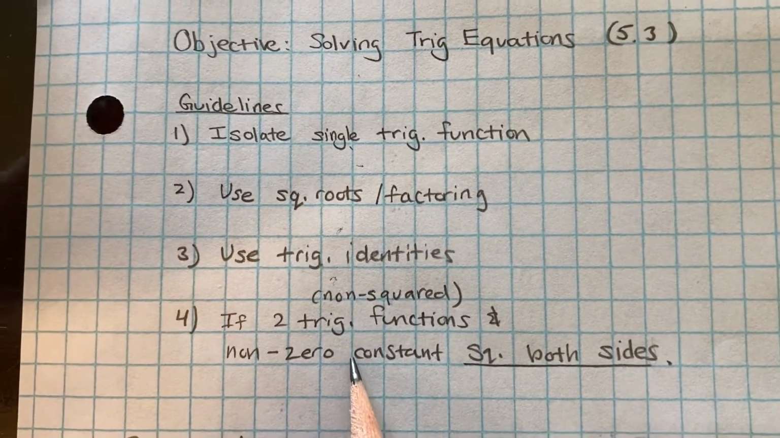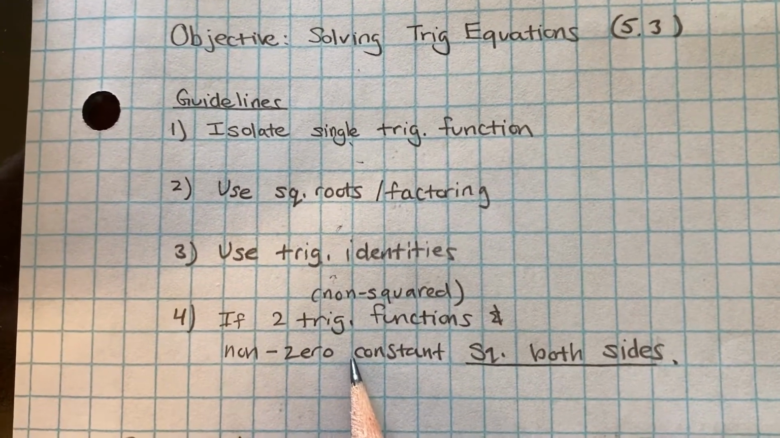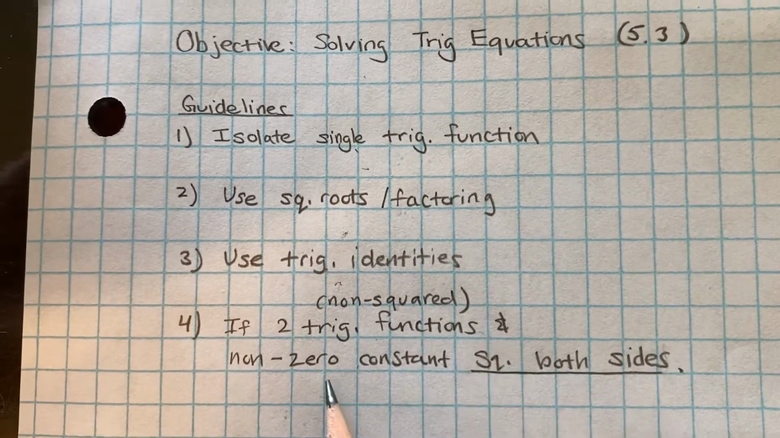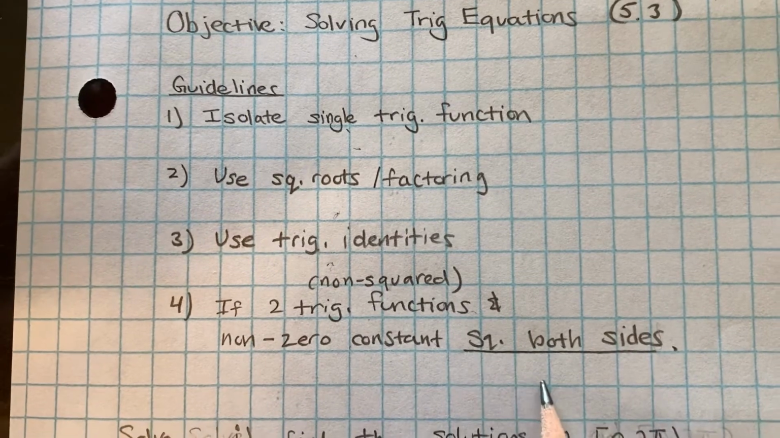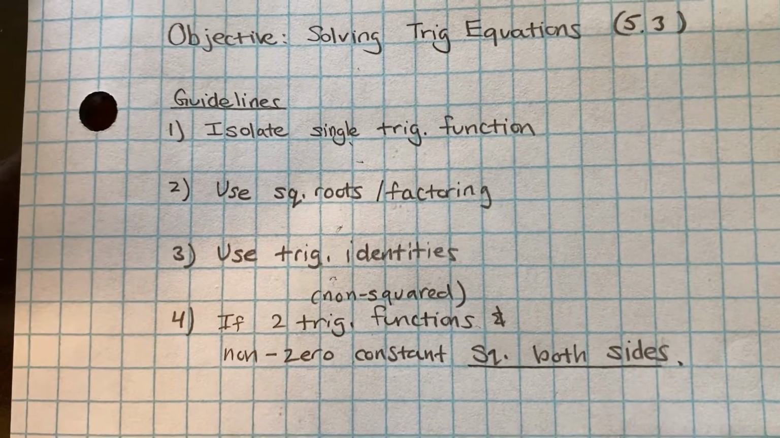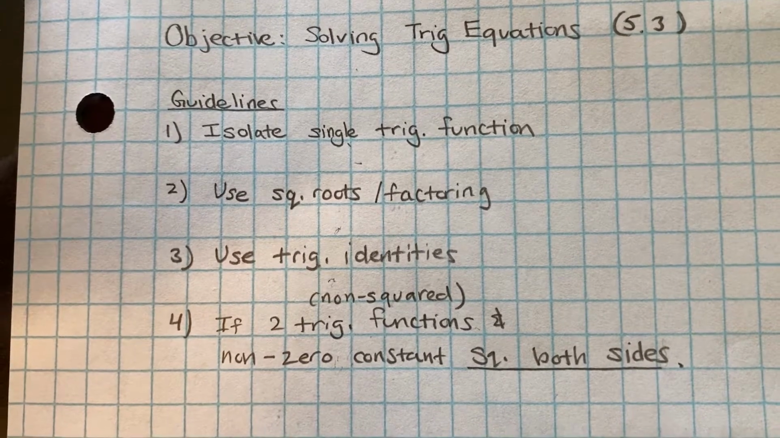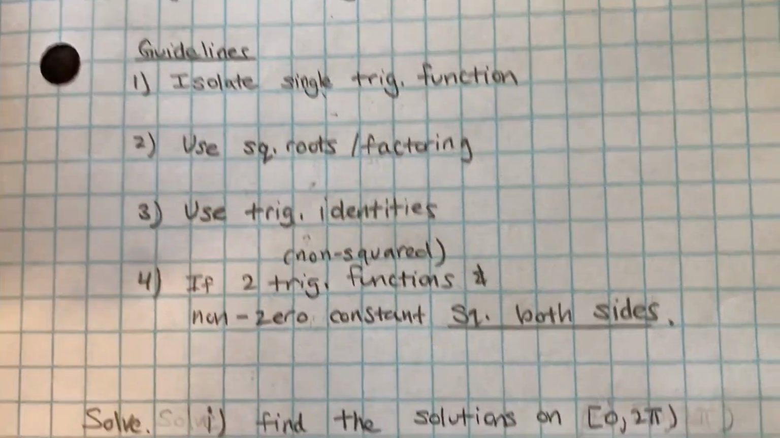And last but not least, this is probably the most difficult one. It's when you see two non-square trig functions and a non-zero constant, what you want to try to do is square both sides. That looks very convoluted, so I'll talk about that on the last example. Let's start here with example 1.